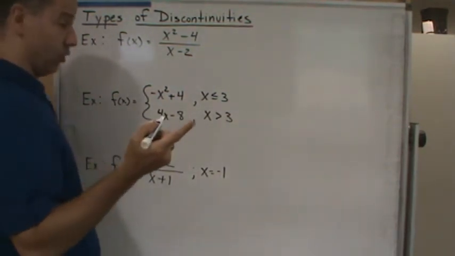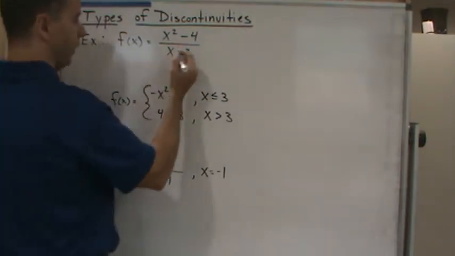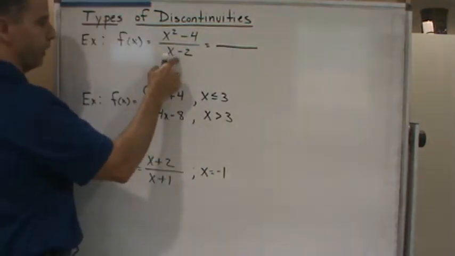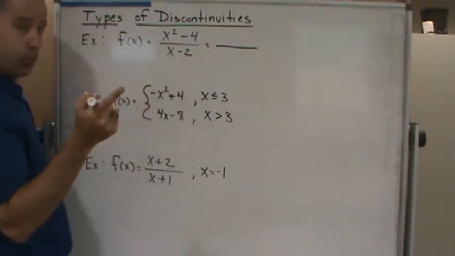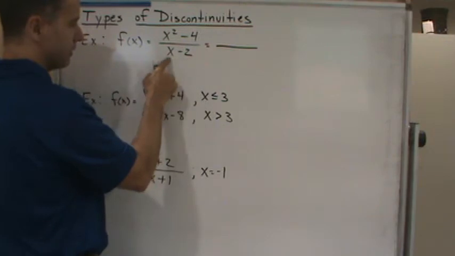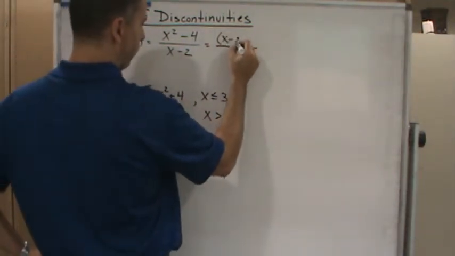In this case, it's going to be a removable discontinuity. Remember what we discussed before. So what I'm going to do is try to remove this by getting rid of where the discontinuity happens, which is at x equals 2. So what I'm going to see is, can I factor the top to get rid of this factor on the bottom? And the answer is yes, of course. We've done this one before, right?